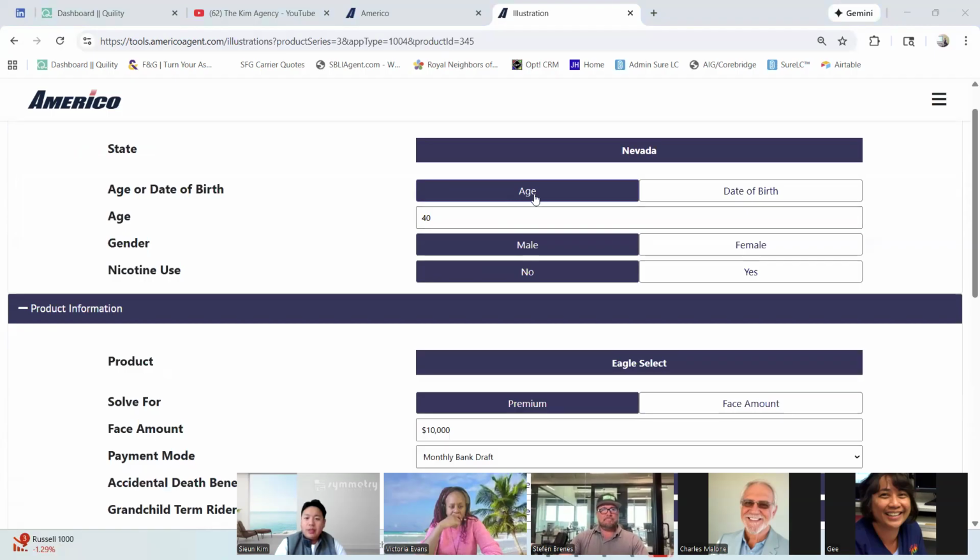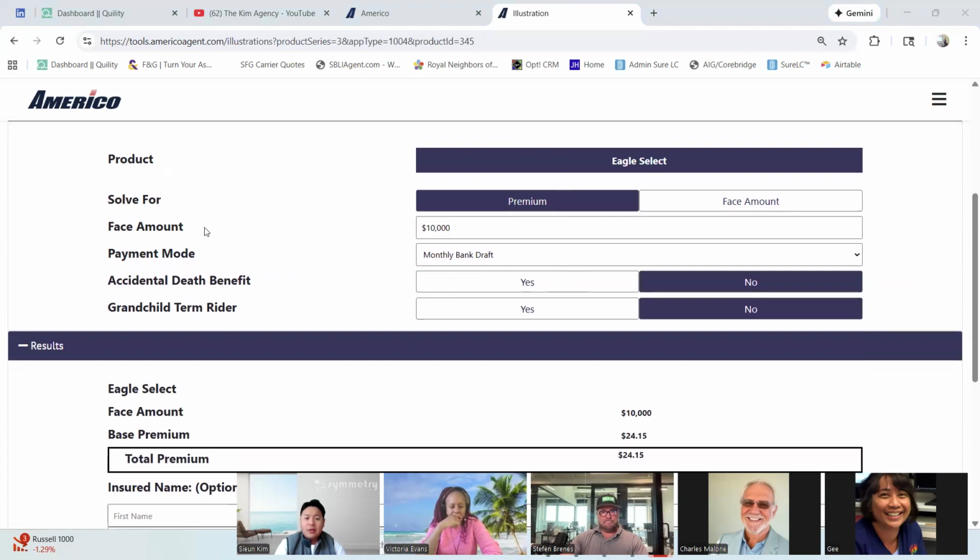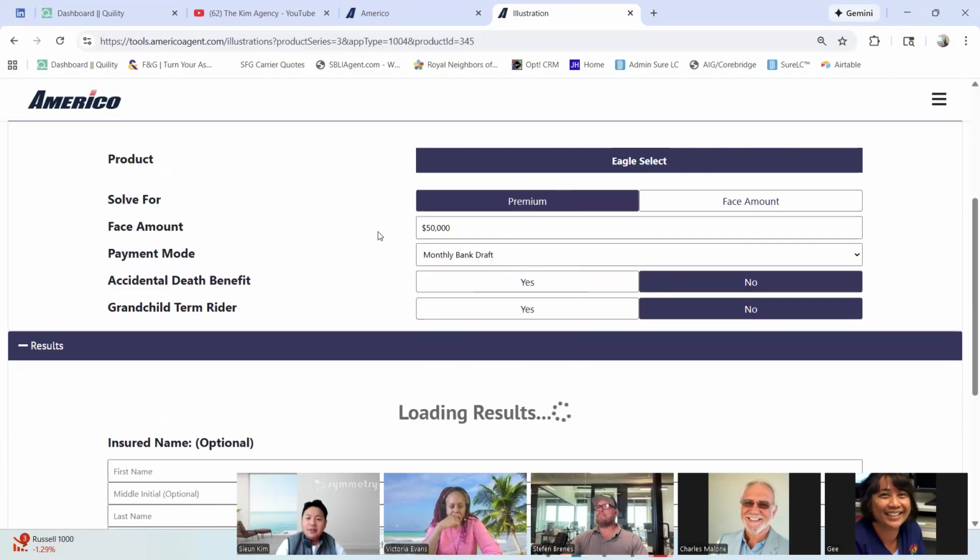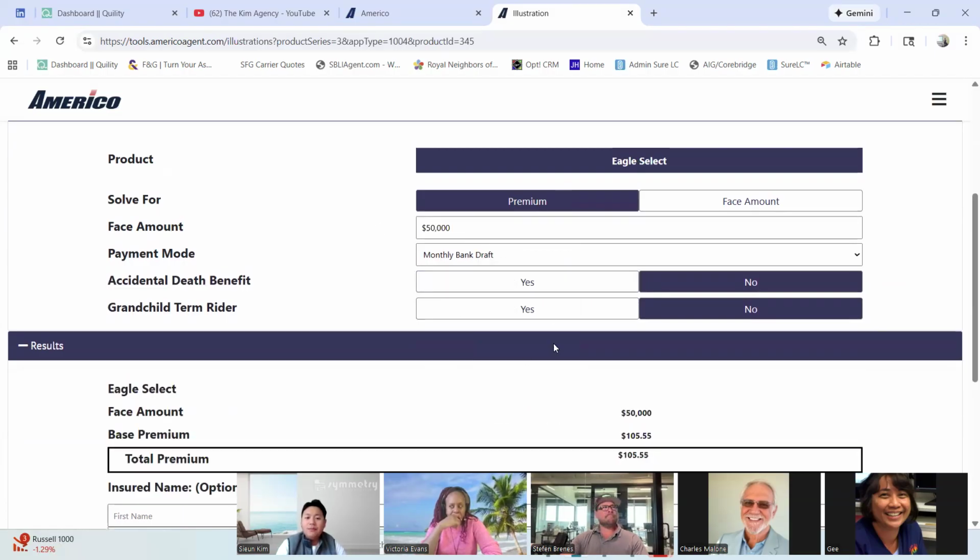you're going to go ahead and put the age or date of birth, gender, nicotine use, and on the face amount, this is where you're going to choose. They just upped it to 50,000, they said. Let's see if it's true. Yeah, it's working now. So they increased the death benefit up to 50,000, which is amazing. It used to be 40,000. Now they do 50,000, which is the same as Mutual of Omaha Living Promise. So that's another great thing, that they keep improving their products to help the agents, right?